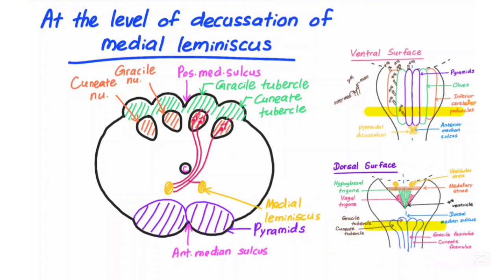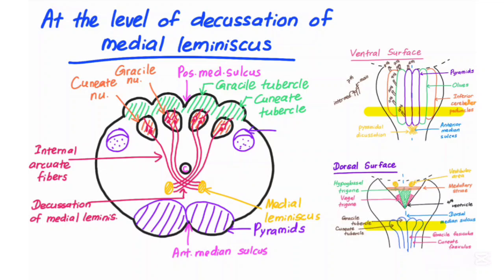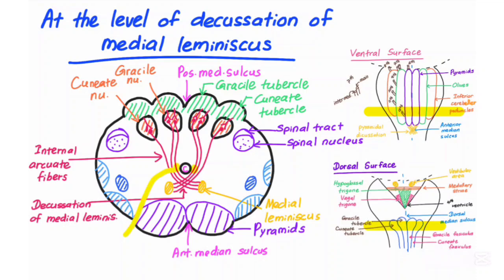So we can draw it like this, and here's decussation of medial lemniscus, and these fibers are known as internal arcuate fibers. Same as earlier, here are the spinal tract and the spinal nucleus of trigeminal nerve, and then the posterior and anterior spinocerebellar tract, and then anterolateral spinothalamic tract. In addition, the most important thing is, here we can see the 12th cranial nerve. It is the hypoglossal nerve.